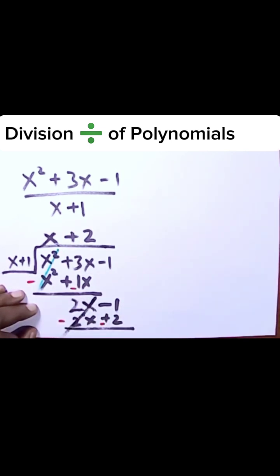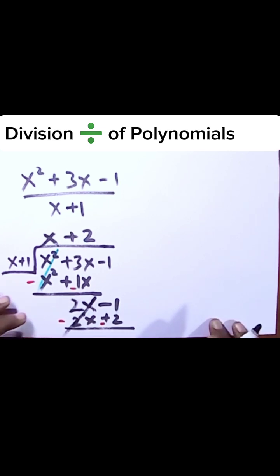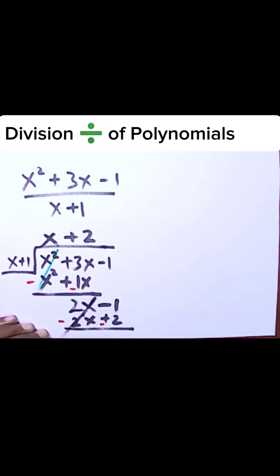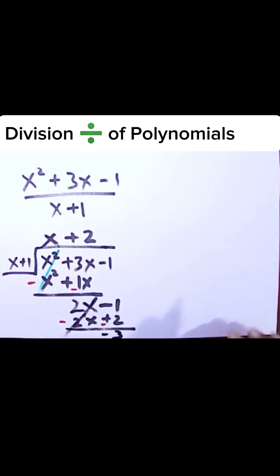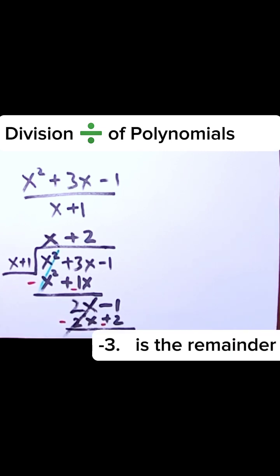So this will go. I was supposed to have used a different marker. Anyway, 2x will go with 2x. And here we have minus 1 plus minus 2. So because this is plus minus, this expression will turn to minus. So we'll now have minus 1 minus 2, which gives us minus 3. So the remainder is minus 3.